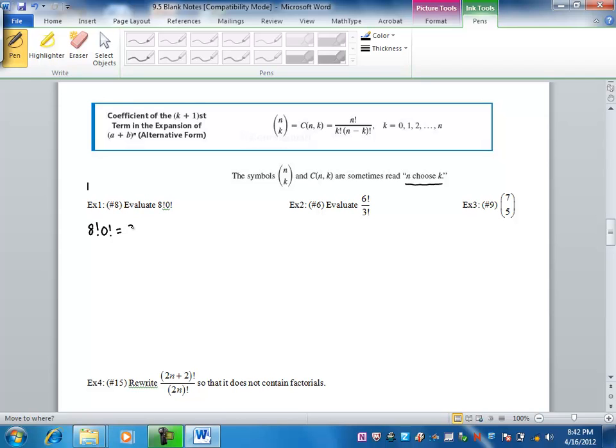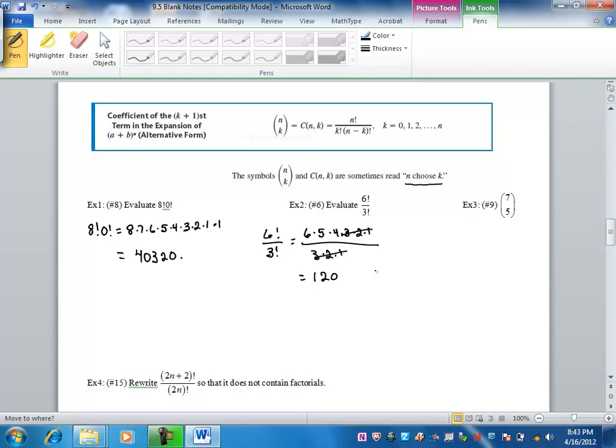times 0 factorial, we're looking at 8 times 7 times 6 times 5 times 4 times 3 times 2 times 1 times 1, and this turns out to be 40,320. If we're looking here at 6 factorial divided by 3 factorial, 6 times 5 times 4 times 3 times 2 times 1 over 3 times 2 times 1. Those drop out and we are left with 120.